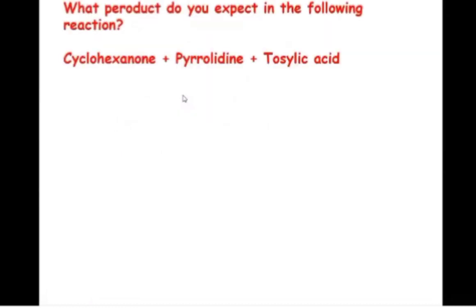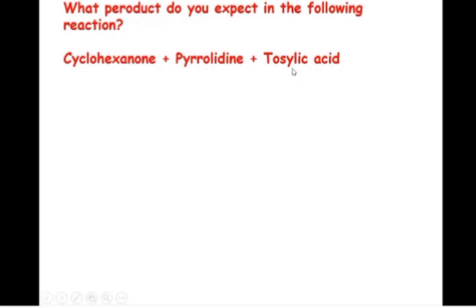Now see over here, this is a somewhat typical question asked in the GATE examination 5 to 6 years before. Even though our students study this particular reaction, some terminologies are different. What product do you expect in the following reaction? The starting material is given: cyclohexanone plus pyrrolidine plus tosylic acid. We practice solving such problems by providing the structures for everything: the structure of cyclohexanone, of pyrrolidine, and of tosylic acid.